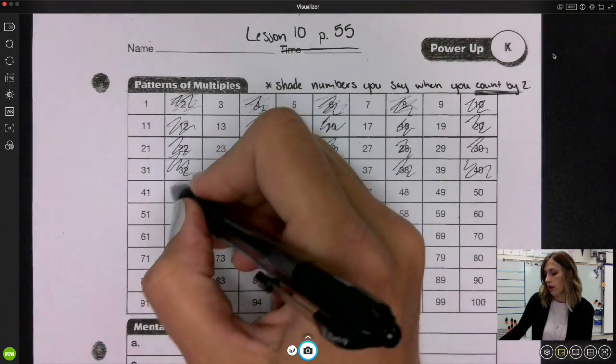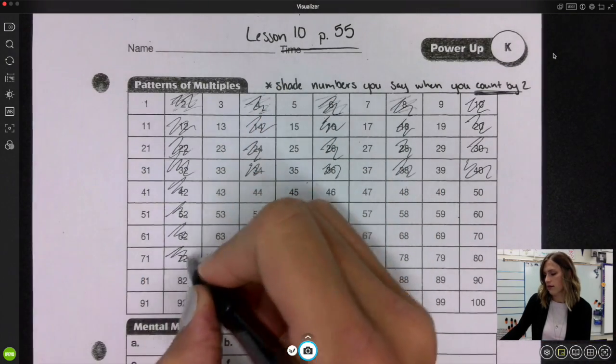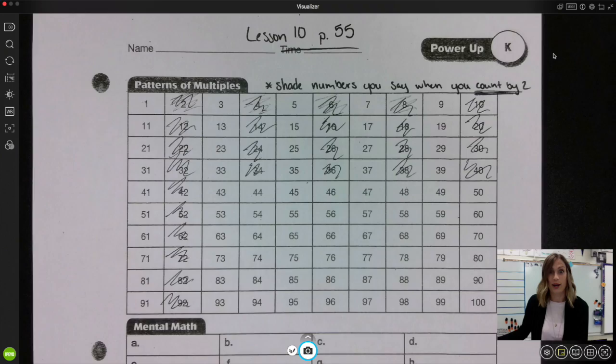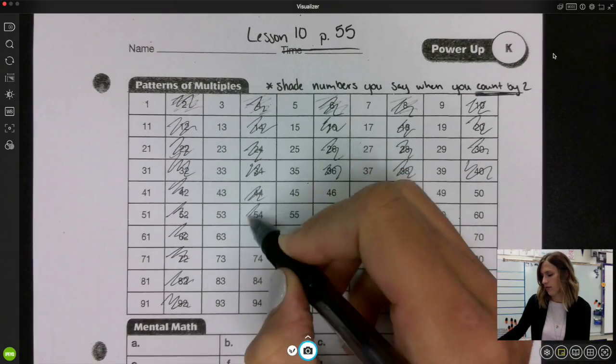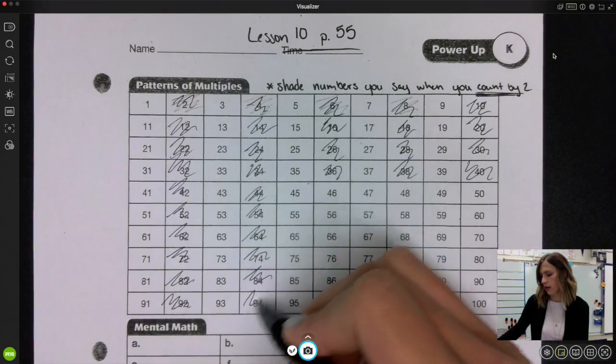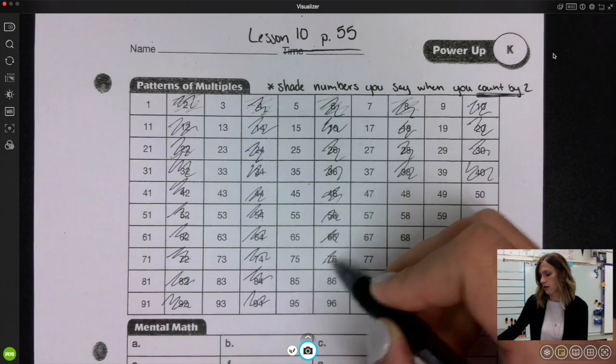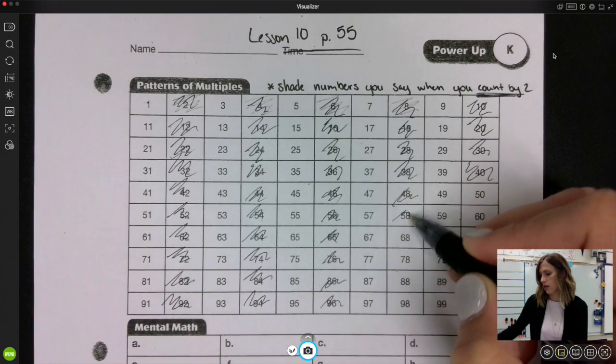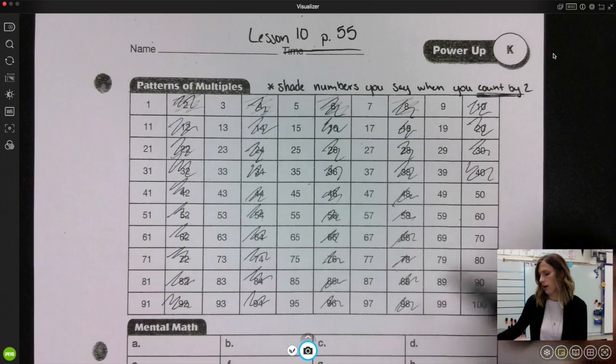So every one of these numbers that ends with 2, you're going to end up shading. Everyone that ends with 4, you're going to end up shading. Same with the ones that end with 6, the ones that end with 8, and then the ones that end with 0.